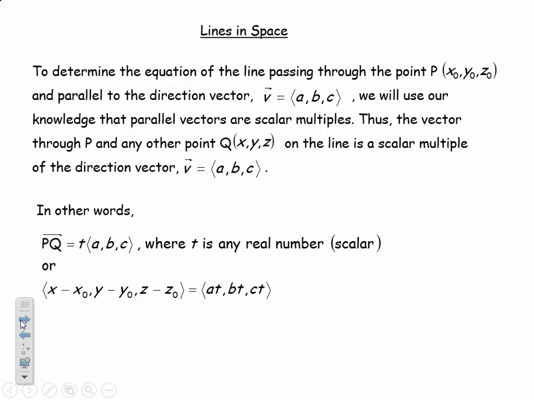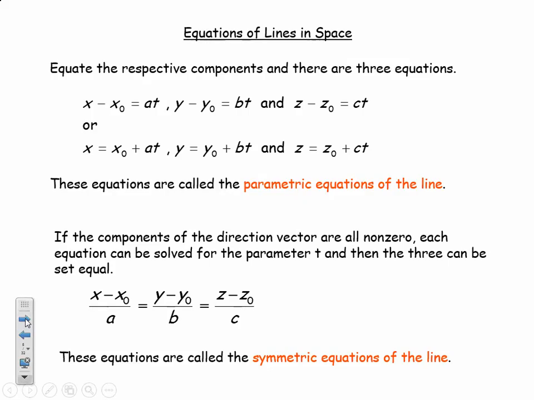Or we can think about it as, remember I defined P as x naught, y naught, z naught. So x minus x naught, y minus y naught, z minus z naught should be the same as at, bt, ct. Don't write anything down yet. So, I'm going to write them down. Okay. So if we take this, we set each component equal to each other, we have this.